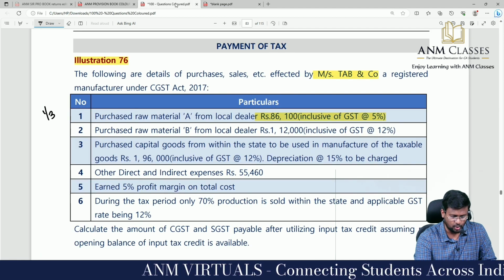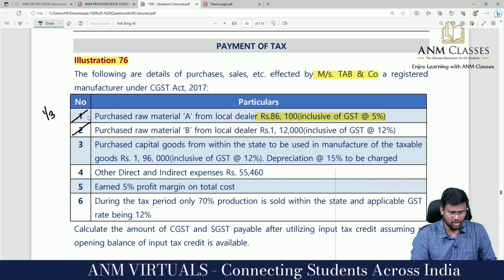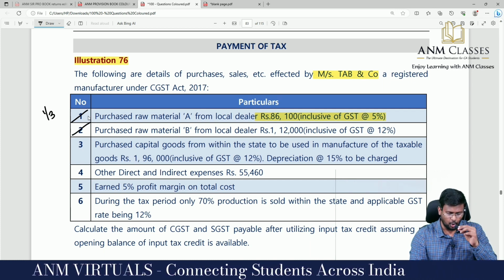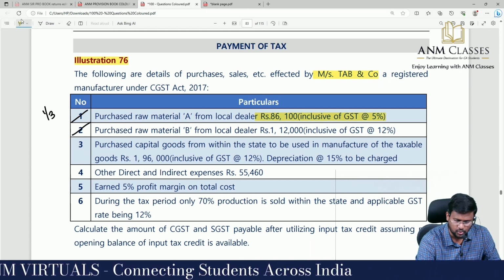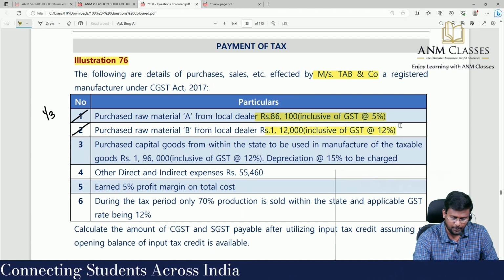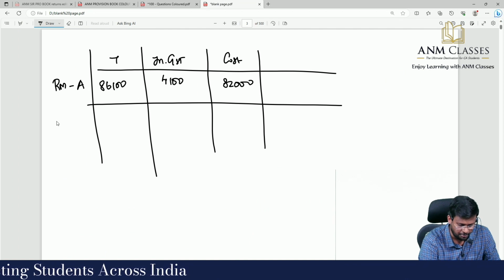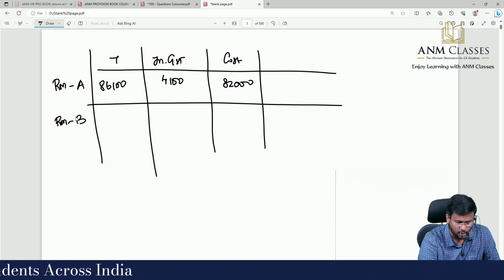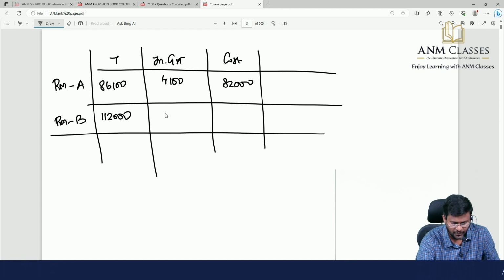I am coming to raw material B. Purchase raw material B from local dealer 1,12,000 inclusive of GST at 12%. So raw material B value is 1,12,000. What is the GST? 12,000. What is the cost? 1 lakh.